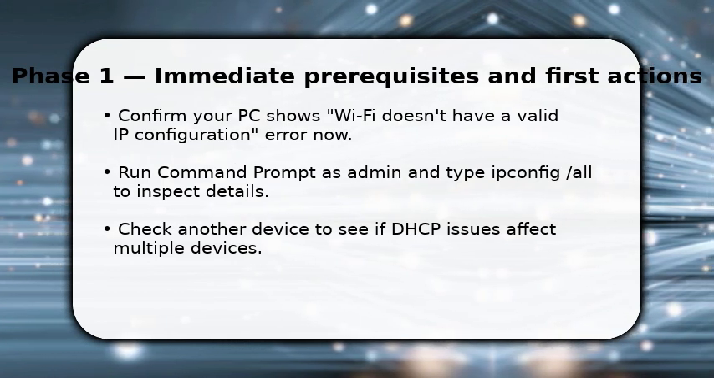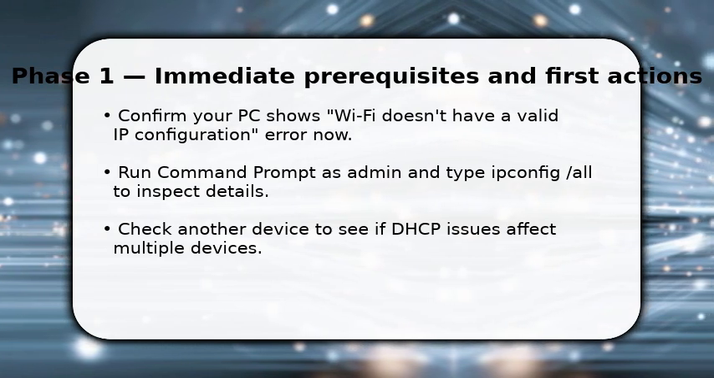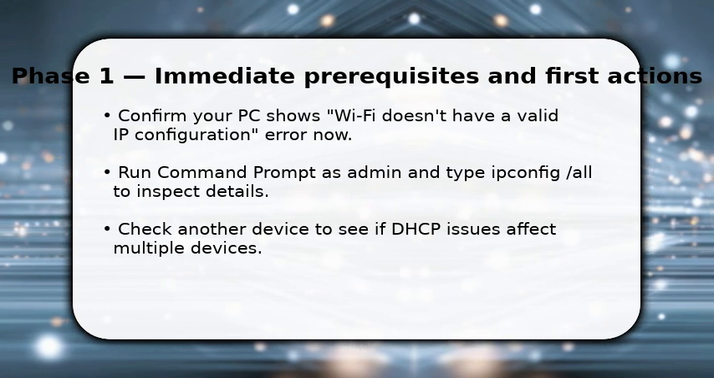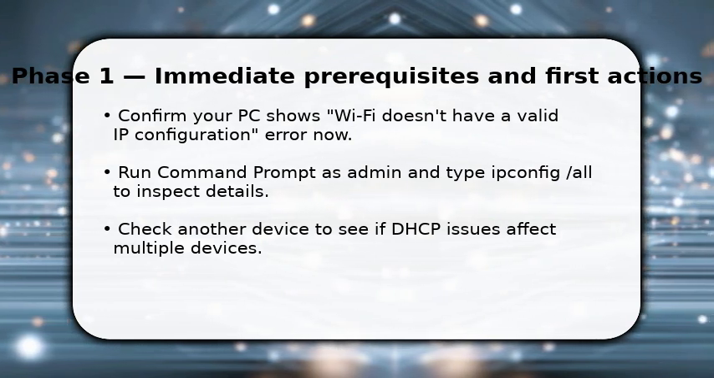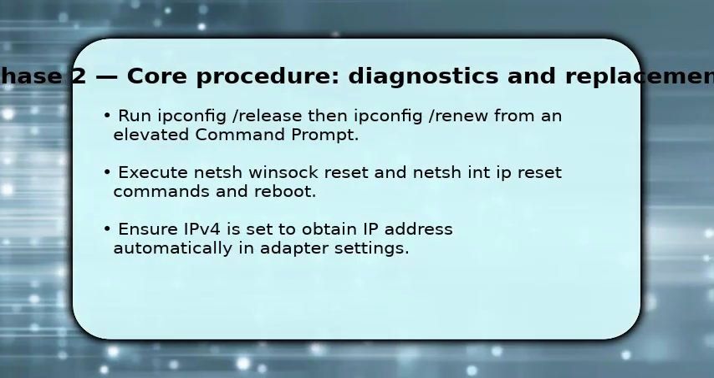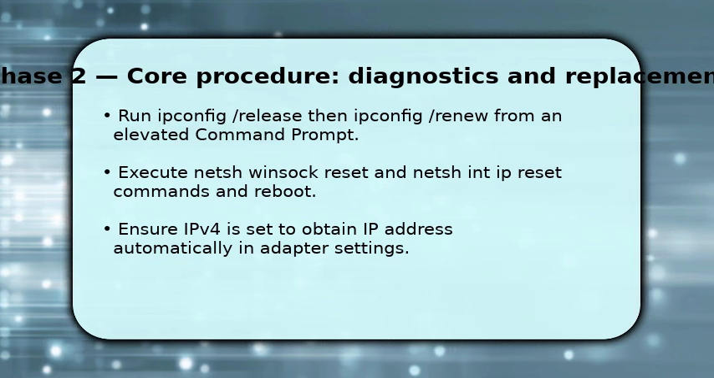The primary repair is resetting Windows network components and forcing DHCP again. Open an elevated command prompt and run ipconfig /release, then ipconfig /renew to request a fresh address. Next, execute netsh winsock reset and netsh int ip reset to restore the TCP/IP stack to default values.